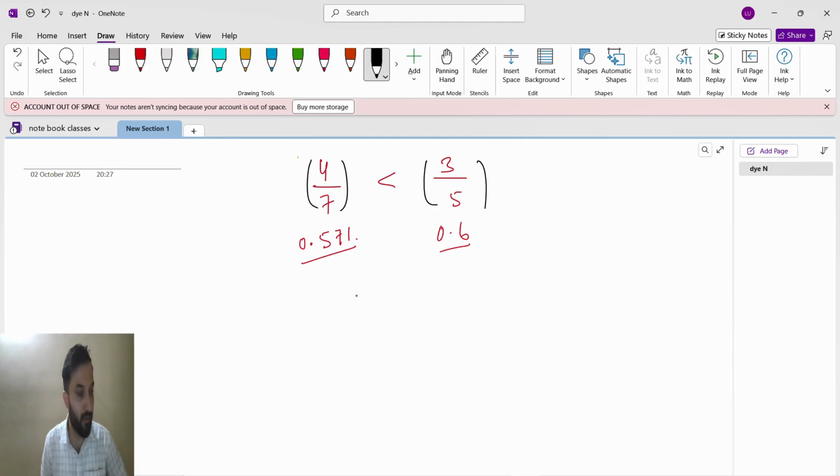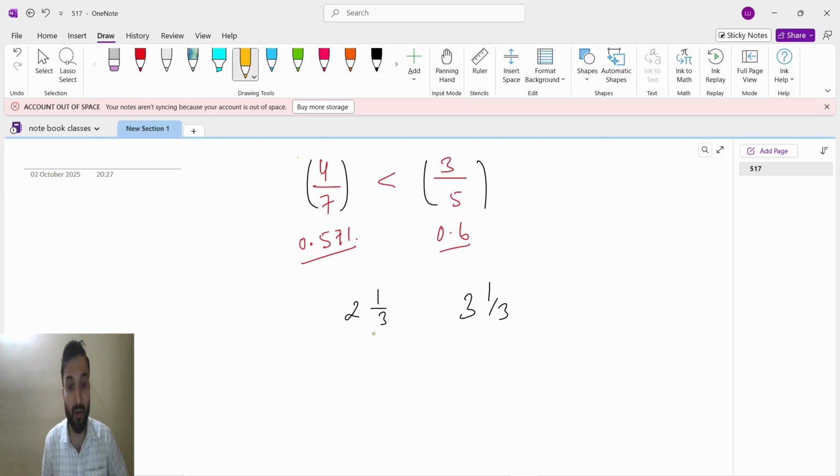Now suppose they give mixed fractions, 2 1/3 and then 3 1/3. Now you have to tell which ratio is greater. This is a mixed fraction. You have to convert it into a fraction, then you can use the calculator. We know how to convert a mixed fraction into a fraction. Multiply this 2, every time we have to multiply this 2. So 3 twos are 6, and then add this, 6 plus 1, 7.